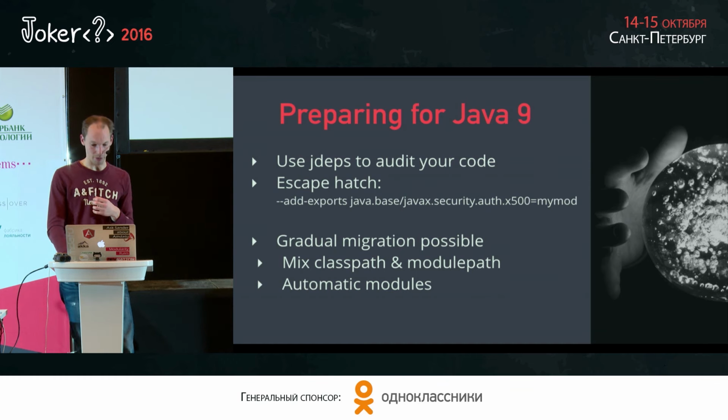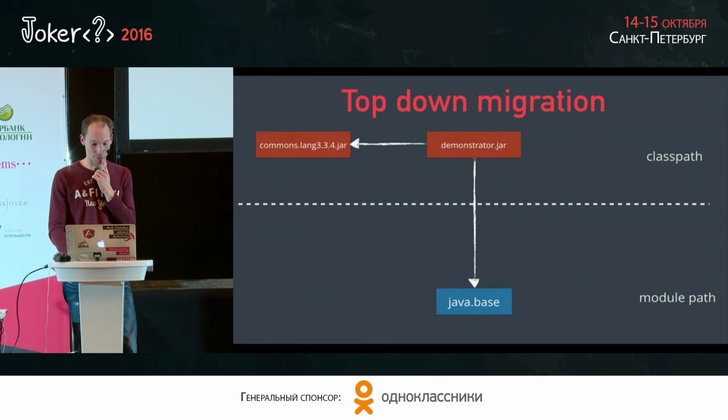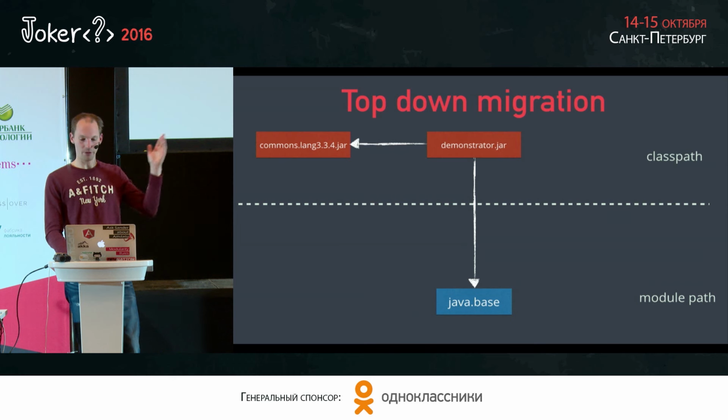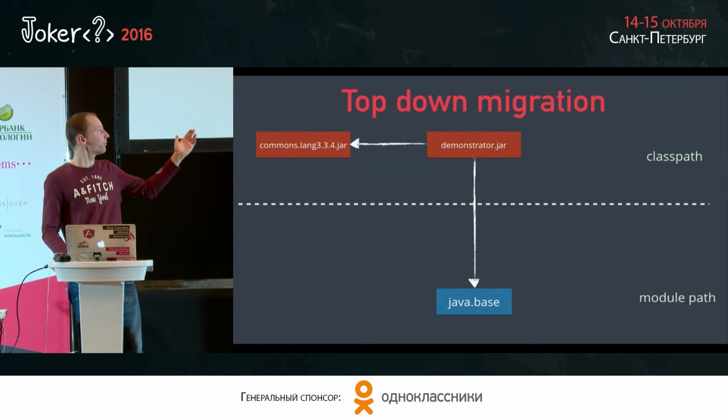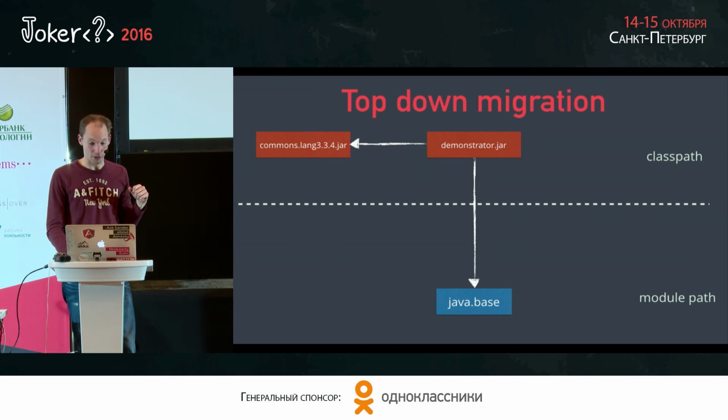So there's also a migration path, and that mainly revolves around automatic modules. Because what happens if you have your application, for example, we call it demonstrator.jar here, on the class path, and using a library, commons-lang3, on the class path? That will work just fine, also in Java 9.